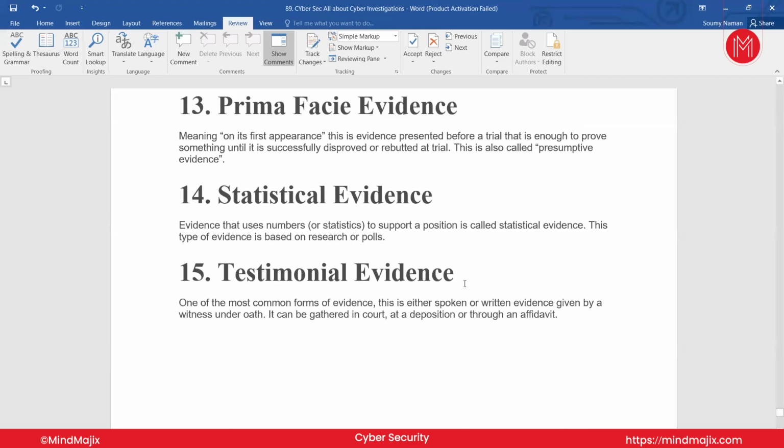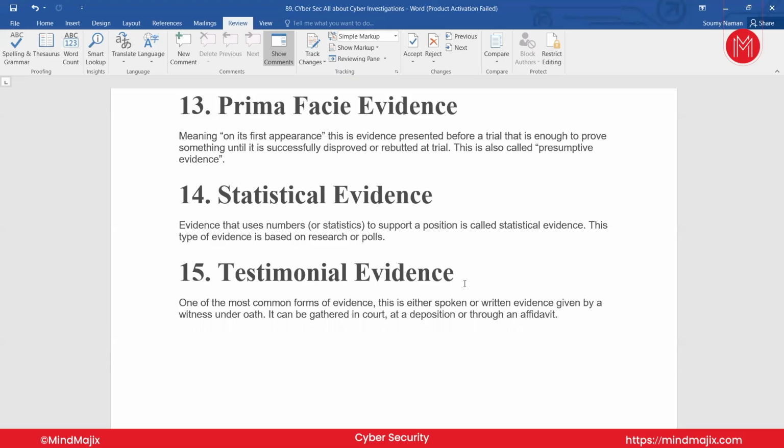Next one is prima facie evidence. It means on its first appearance. This is the evidence that can be presented before a trial that is enough to prove something until it is successfully disproved or refuted at trial. Rebuttal is done well at the trial, so in most of the cases, it is neglected or treated as a subordinate for other evidences. These are also called presumptive evidence.